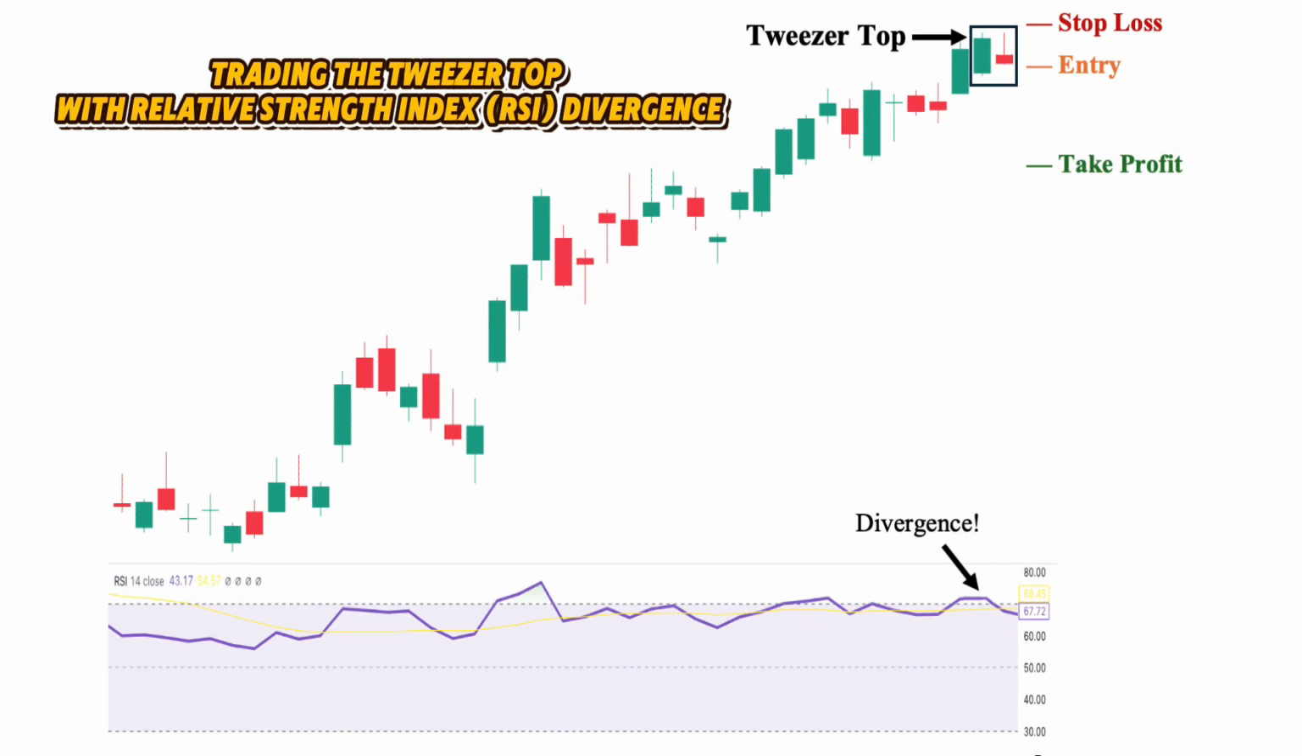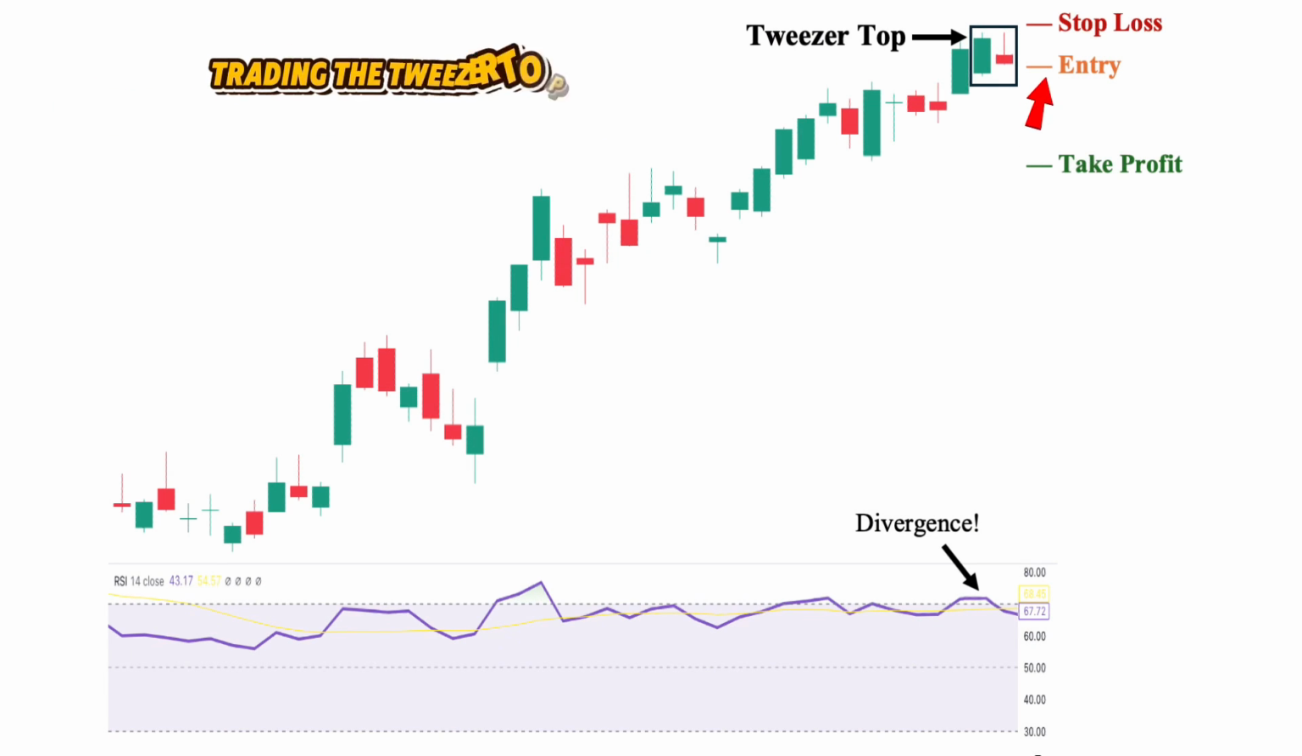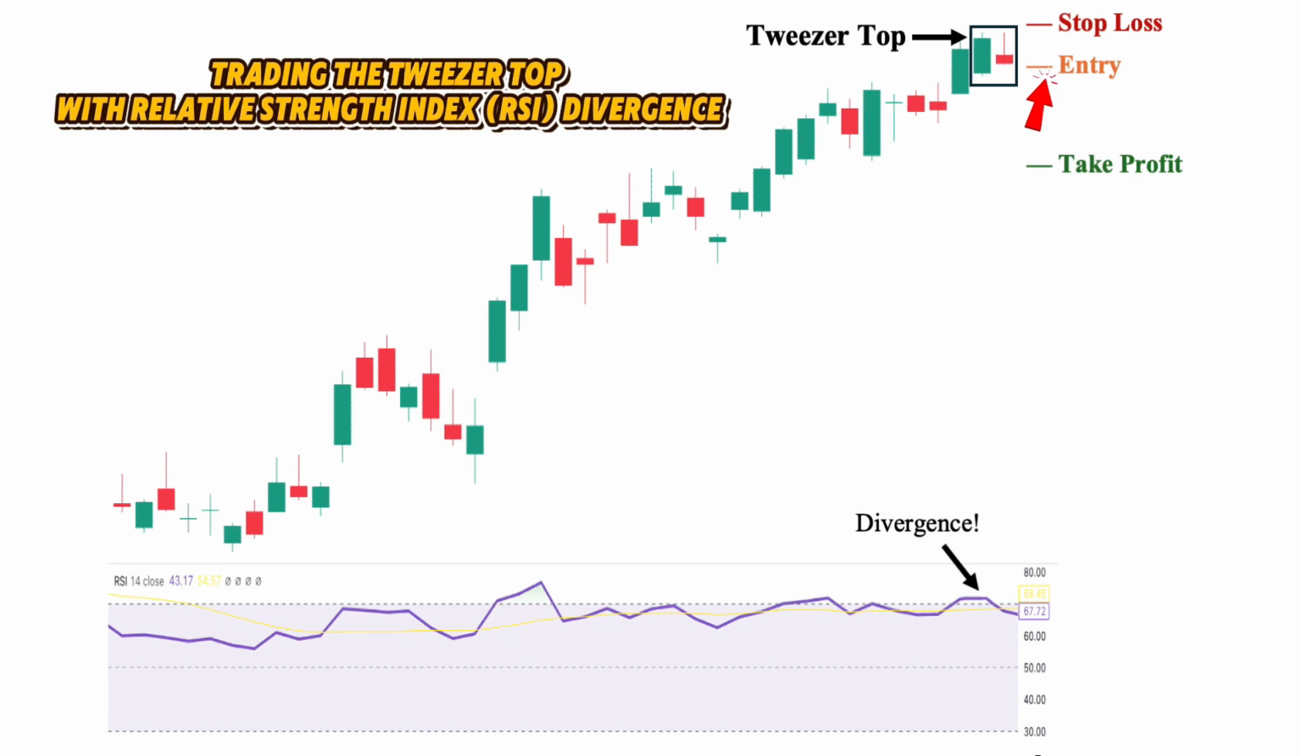The first candle is then followed by the second candle with the same high, ultimately forming a Tweezer top. Hence, in this scenario, the candlestick pattern serves as the confirmation of the RSI advance, the reversal signal. And the entry point for this case is a few ticks below the second candle's low. And set your stop loss a few ticks above the second candle's high.